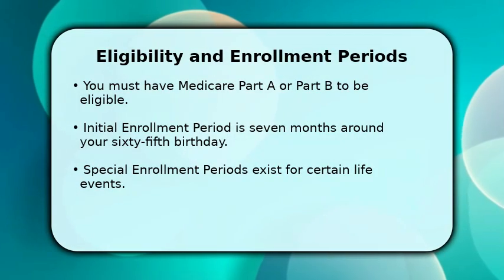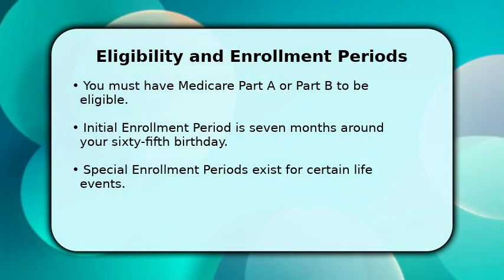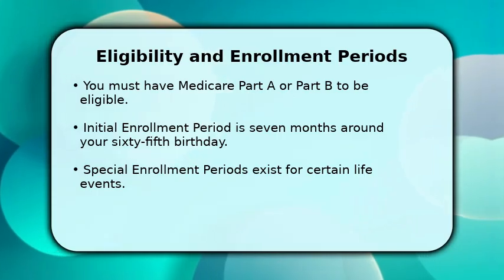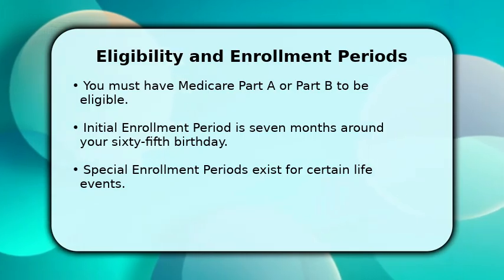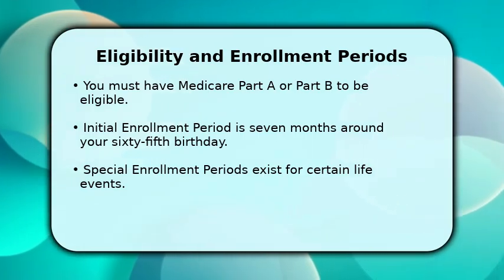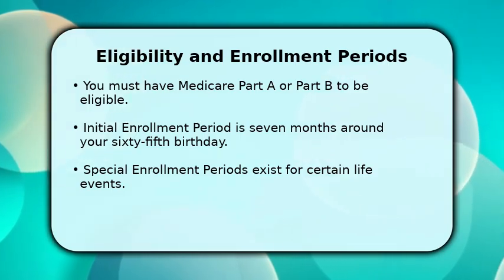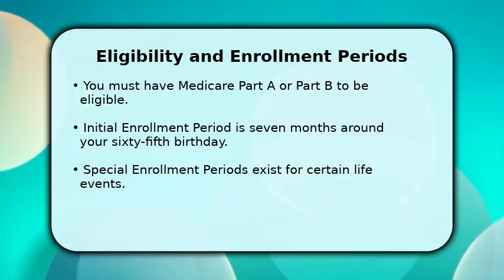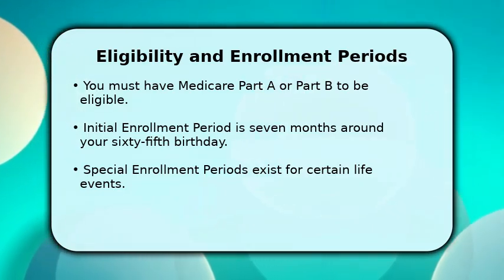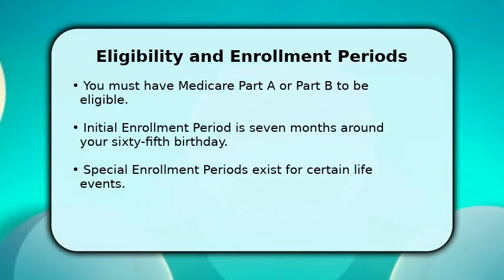To be eligible for Medicare Part D, you must first be enrolled in either Medicare Part A or Part B. The initial enrollment period is a crucial 7-month window, beginning 3 months before your 65th birthday, including your birthday month, and extending 3 months after. Additionally, special enrollment periods are available for specific life changes. Remember, the annual enrollment period, a key time for changes, occurs every year from October 15th through December 7th.